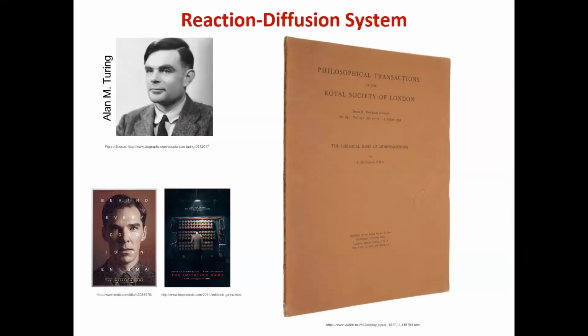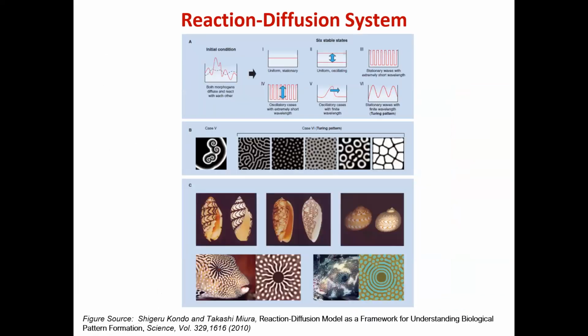Okay, so Alan Turing in fact wrote an article. The title of this article is The Chemical Basis of Morphogenesis. If you are interested in this subject of reaction diffusion systems, which is an even much richer system than the diffusion equation, you should definitely read this article. The title of the article, which is published in Science, is Reaction Diffusion Model as a Framework for Understanding Biological Pattern Formation.